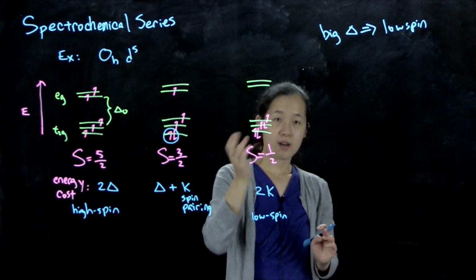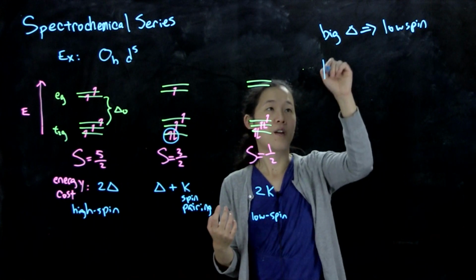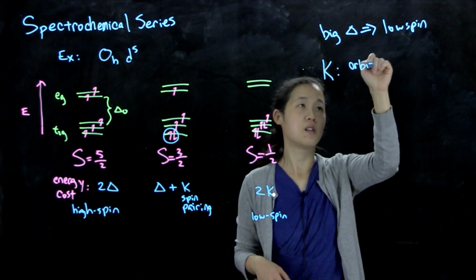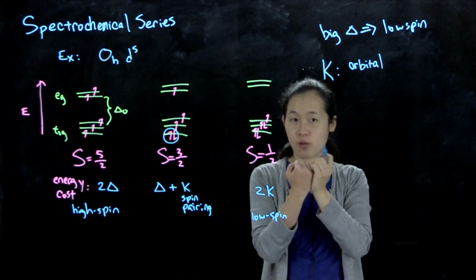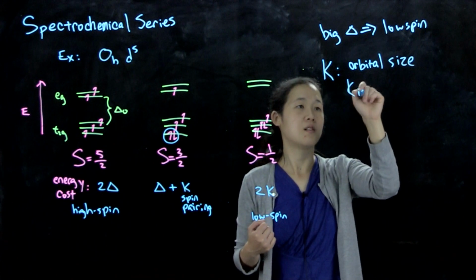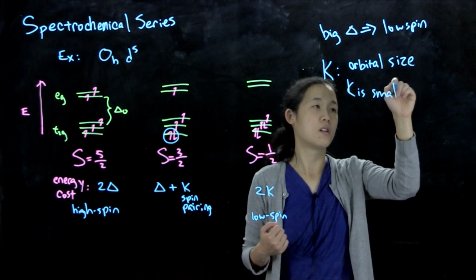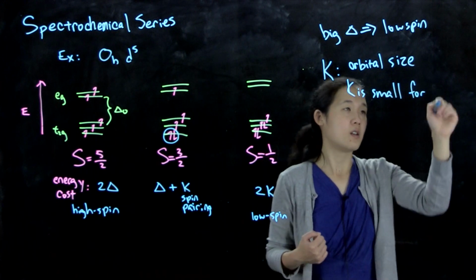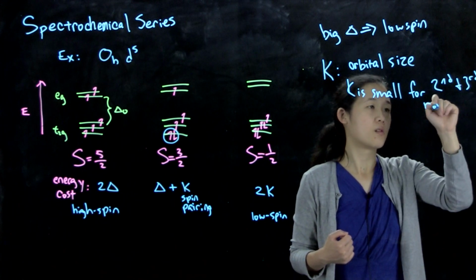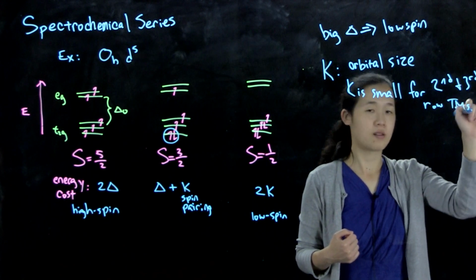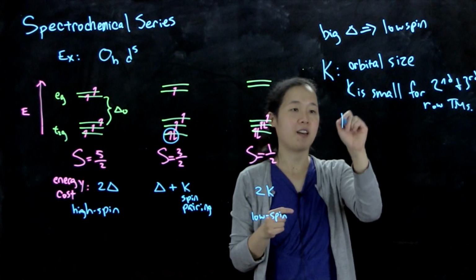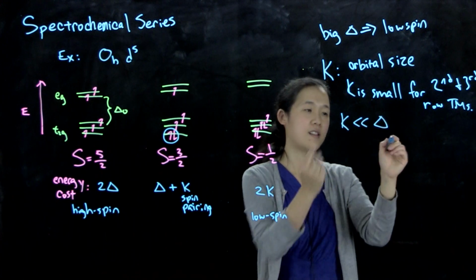We'd rather pair. What changes the pairing energy K is dependent on orbital size. The smaller the orbitals, the more electron repulsion you have. So K is small for second and third row TMs. Okay, so if K, of course, is much smaller than delta, then we're also going to be low spin.